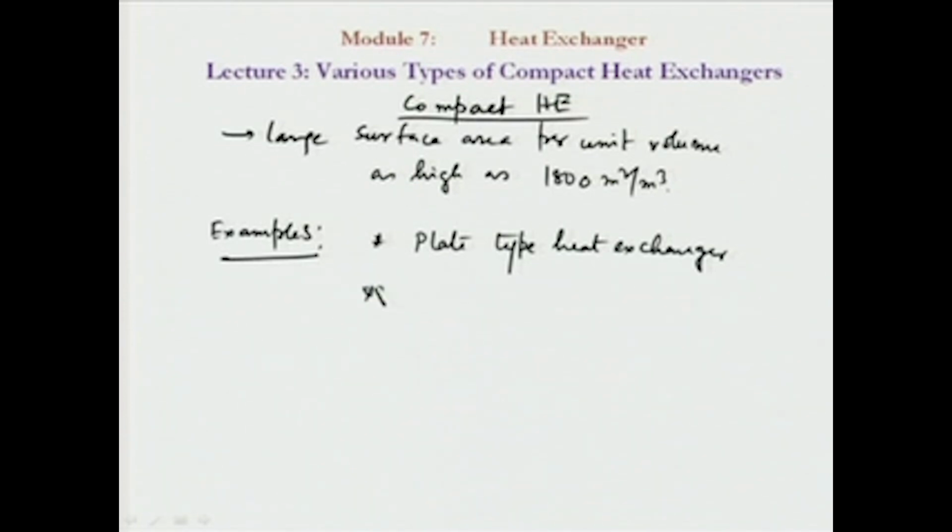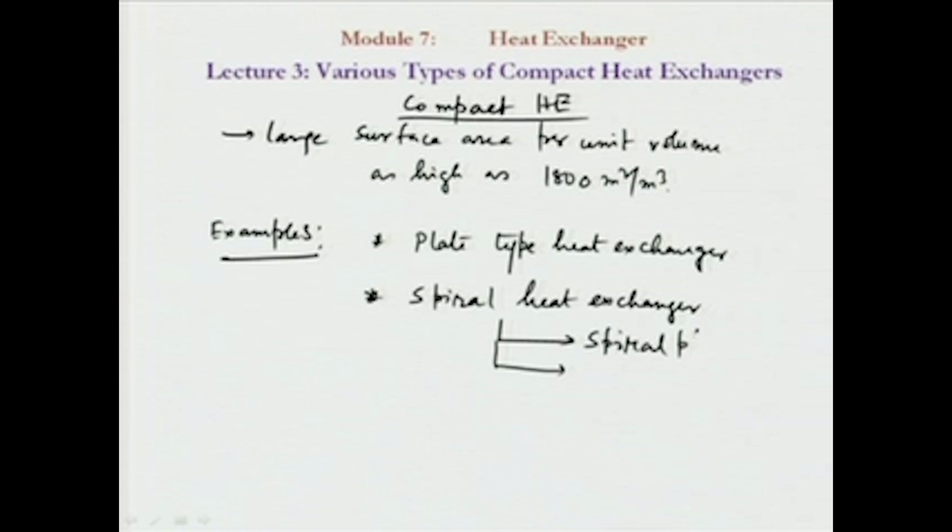then spiral heat exchangers, which can have two divisions: one is called spiral plate and the other spiral tube. Also, as we have seen previously, the finned tube heat exchanger and so on. It can continue like that.